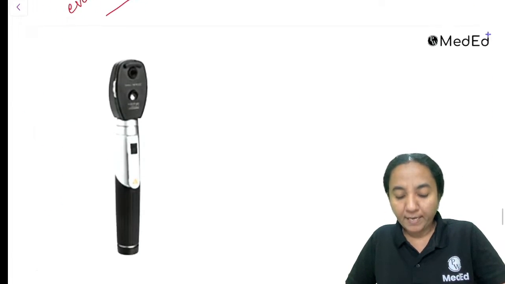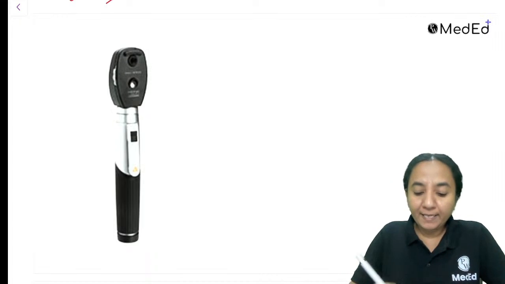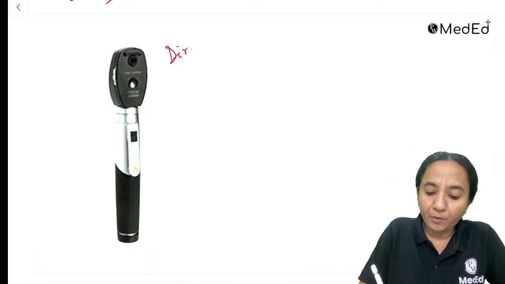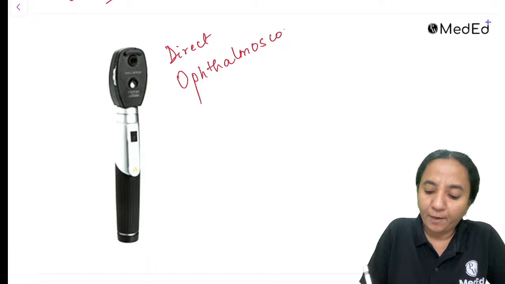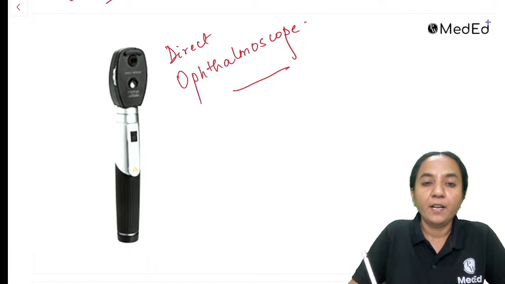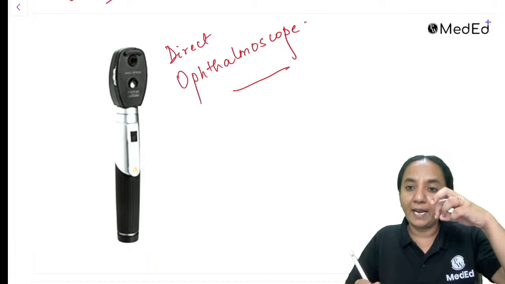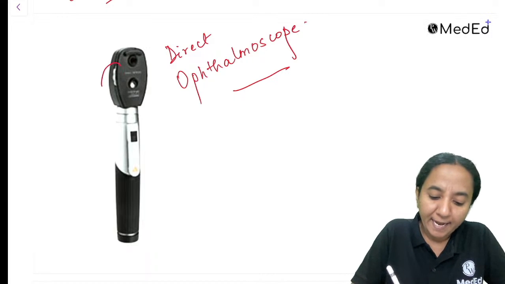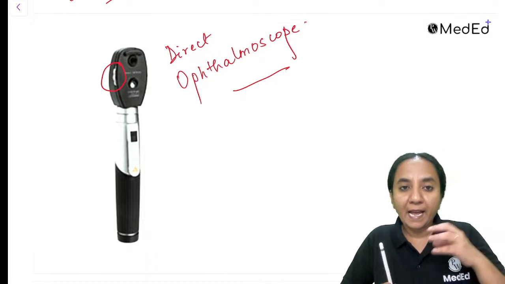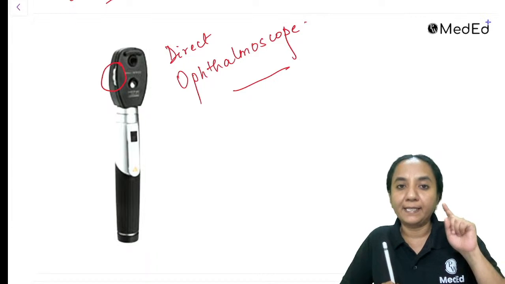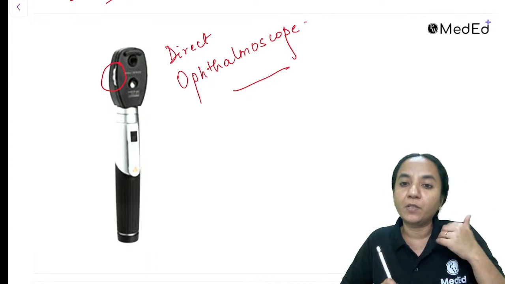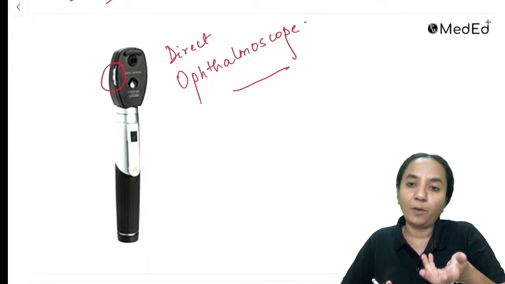Next, what is this? This is your direct ophthalmoscope. What is this used for? This is used for posterior segment evaluation or retina evaluation. So there is a handle, on top of the handle there is a head, and there is a dial at the side. This is the direct ophthalmoscope. It is used for posterior segment evaluation.